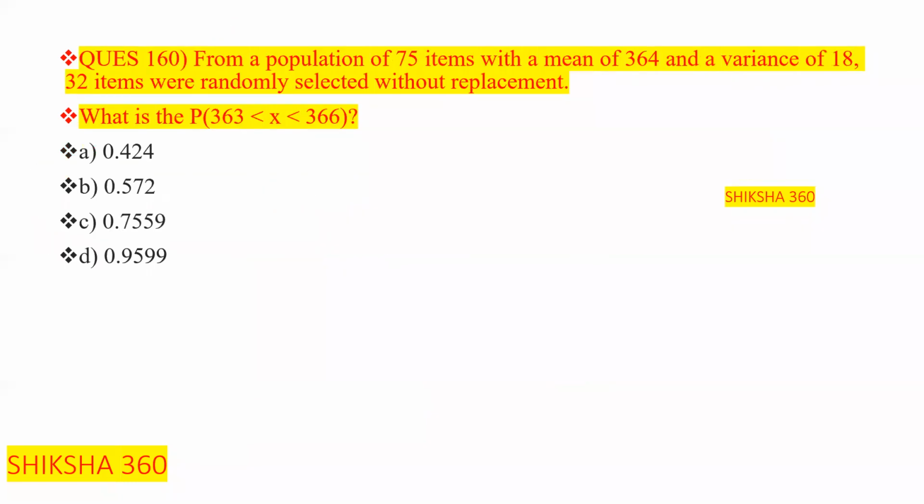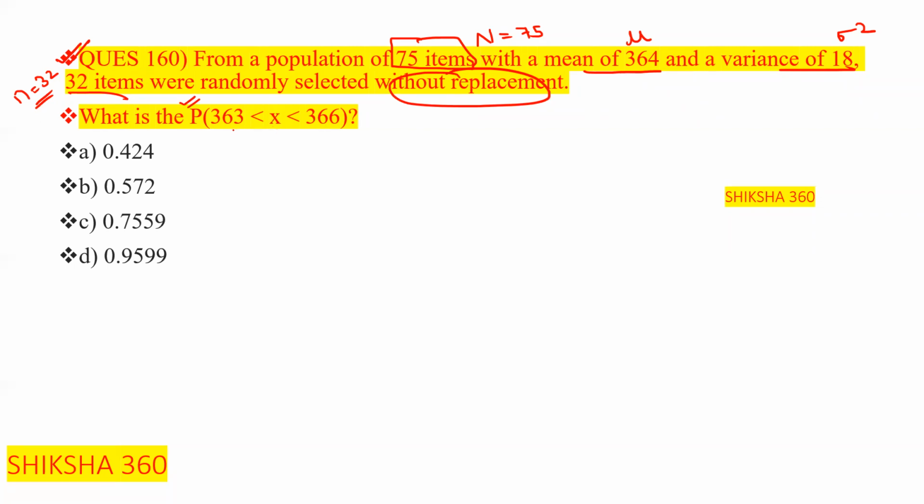Now move to the next question and the last question of today's session. Question number 160. From a population of 75 items, that is capital N is equal to 75, with a mean of 364 mu and a variance of 18 sigma square, 32 items were randomly selected without replacement. That is small n is equal to 32. So what is the probability that X lies between 363 to 366?